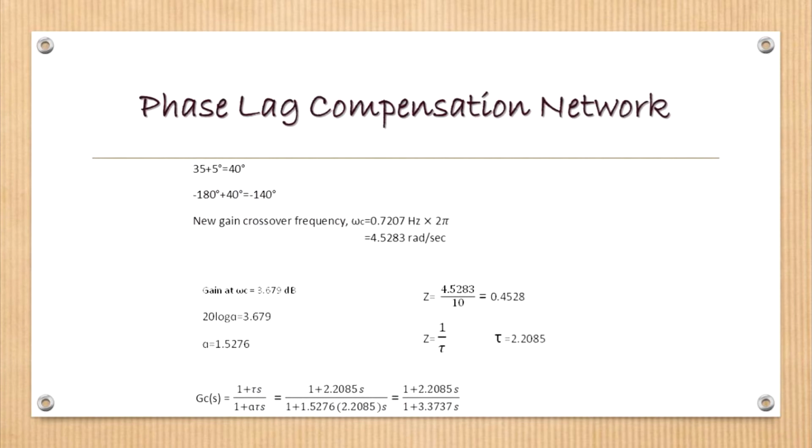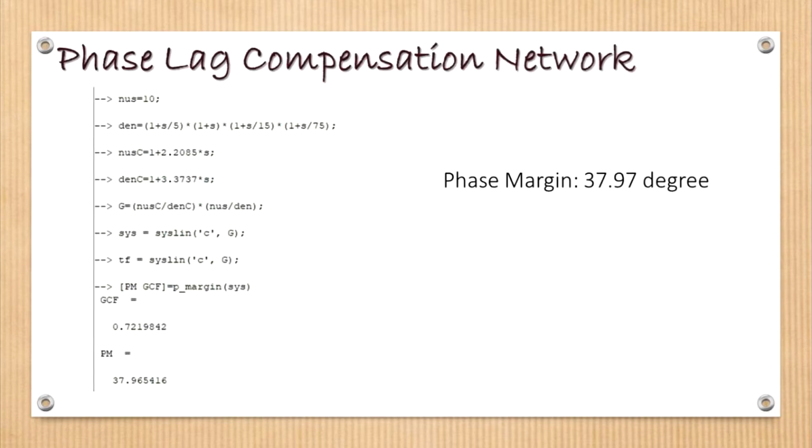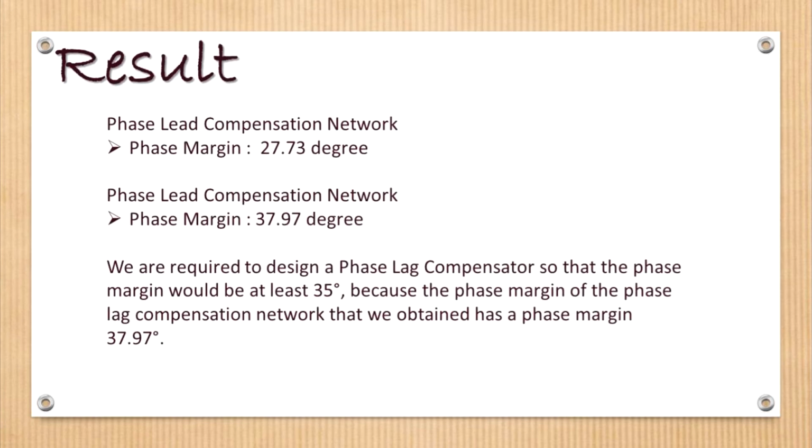The new transfer function that we get from all these is 1 plus 2.2085s over 1 plus 3.3737s. With all the values that we get, we change the coding in Scilab to get the phase margin. The phase margin that we get for the lag network is 37.97 degrees, which is more than 35 degrees. We are required to design a phase lag compensator so that the phase margin would be at least 35 degrees, because the phase lag compensation network that we obtain has a phase margin of 37.97 degrees.